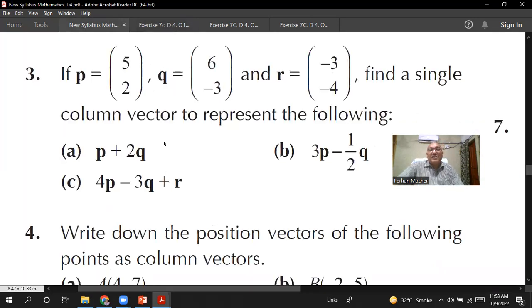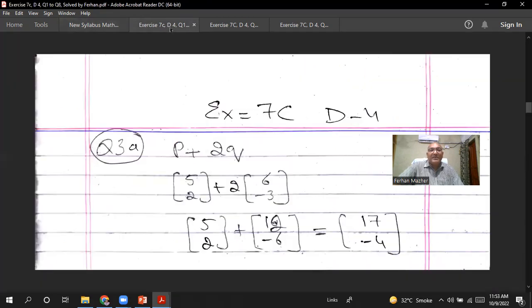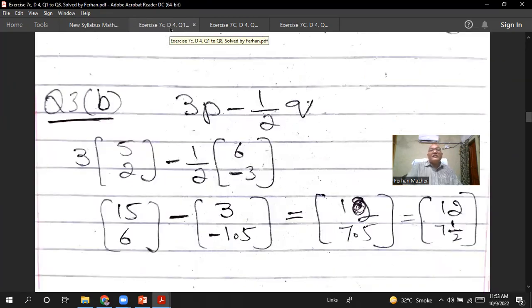Then the question is 3P minus 1 by 2Q. That's the B part. Okay. So in the B part, we have 3P minus 1 by 2Q.